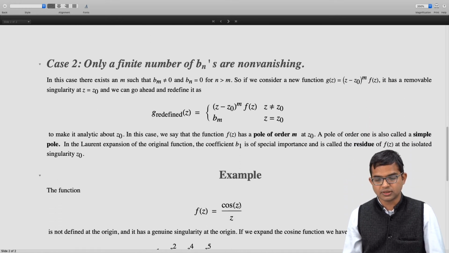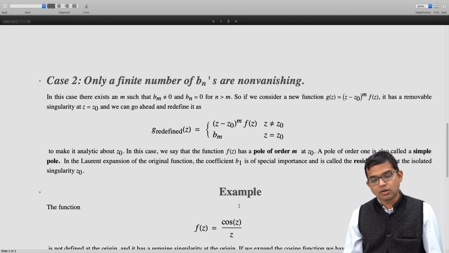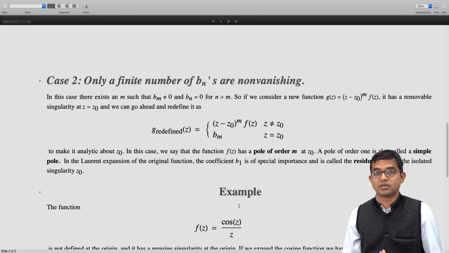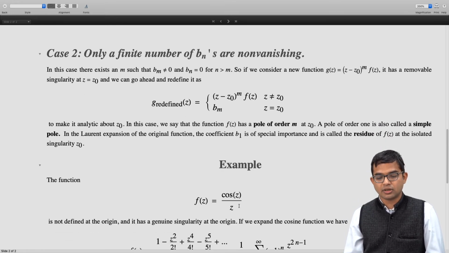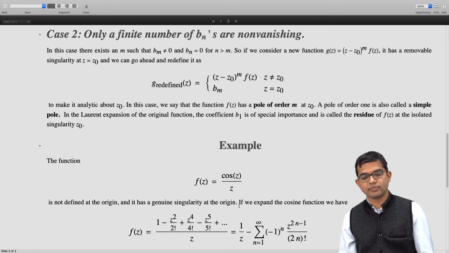So if you have this function cos z over z, instead of sin z over z, now it is a real singularity. It's not of a trivial kind. It's a genuine singularity, and it's not defined at the origin, and there is no simple way to redefine this function at that point and get rid of the singularity.